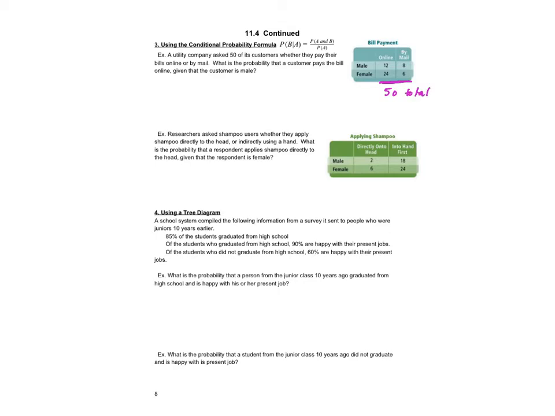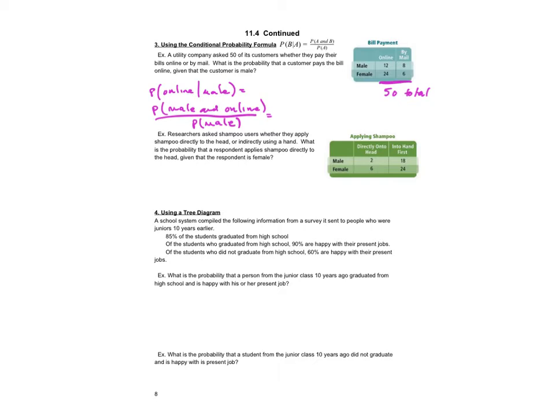And let's see here, the probability of paying online and mail. So the probability of online and mail is, I guess here, the probability of mail and online over the probability of mail. I guess we need to look at it that way, of all the mail customers.